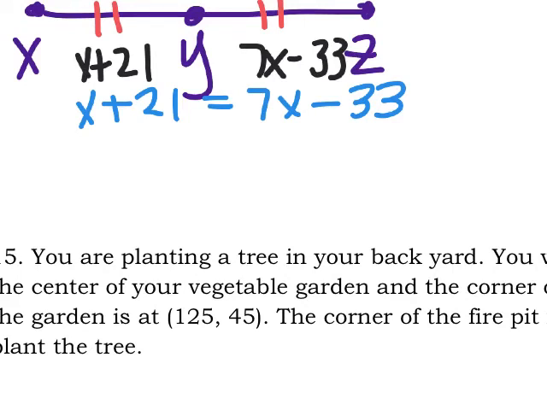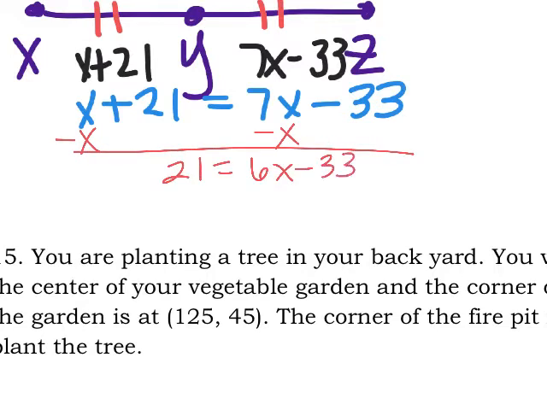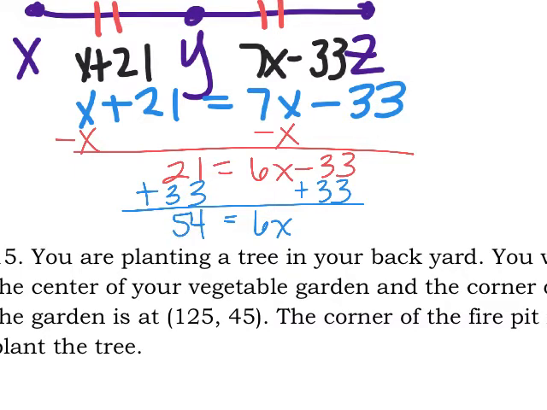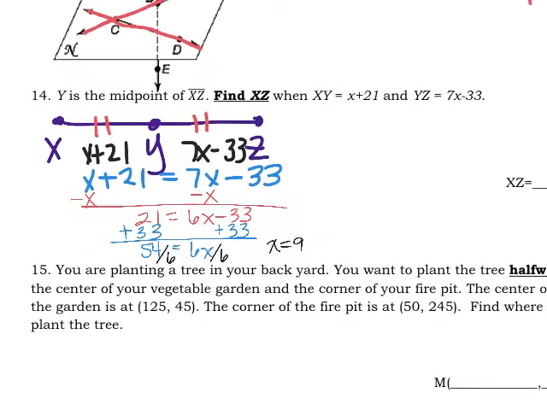So how do I move it over? Subtract it. 7x minus x is 6x minus 33. What else can we do? By adding it. So 33 plus 21 gives me, but we're adding them, 54. So what's our last step? Divide by 6. So what's our x equal to? 9. All right, let's read the question, make sure we answered it.